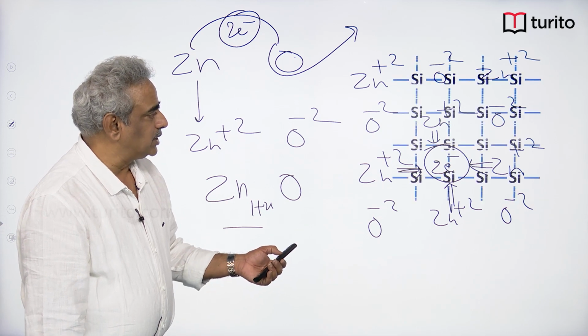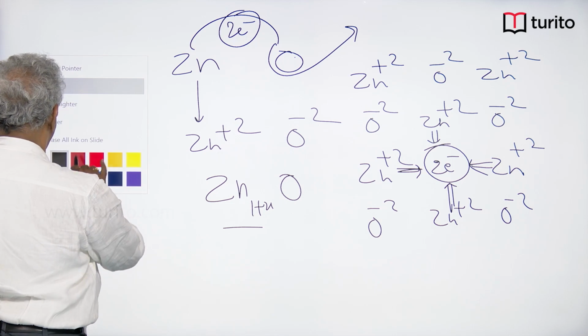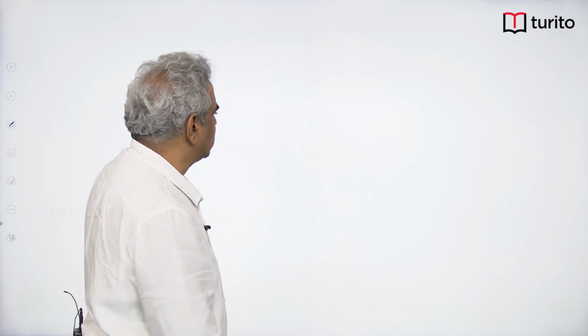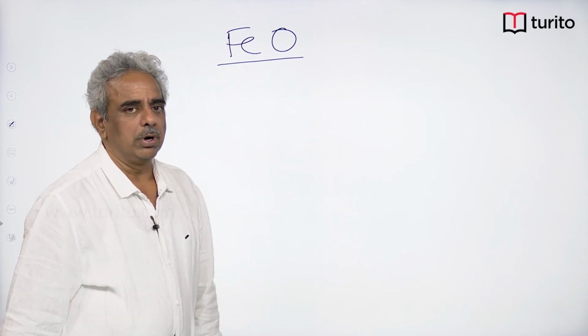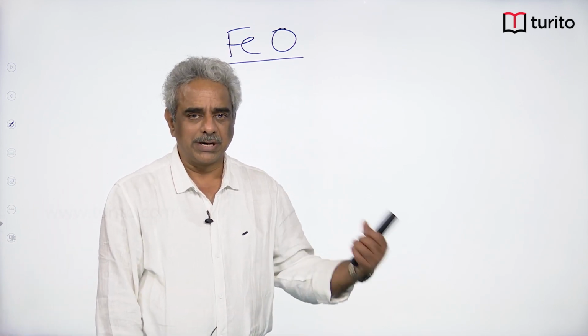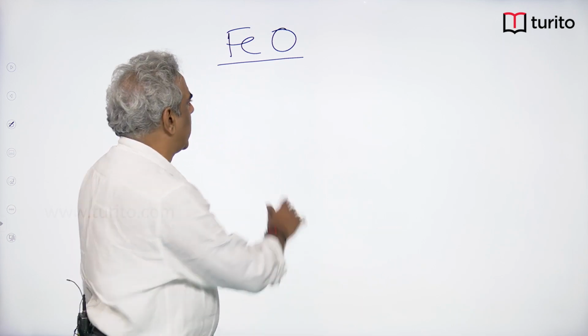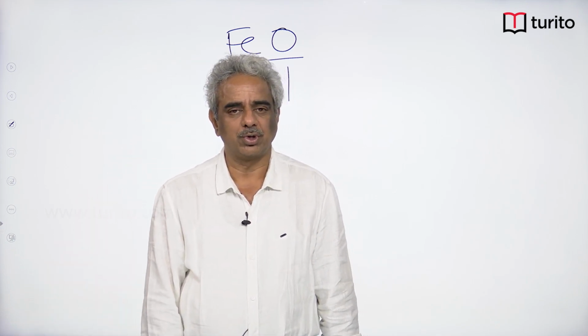Coming to the metal deficiency defect. Metal deficiency means what? Less metal, more non-metal gets crystallized. How can that happen? So, let us take a simple example. You have iron oxide getting crystallized. You want to crystallize Fe plus 2, O minus 2. So, it would require iron and oxygen in what atomic ratio? A 1:1 atomic ratio, they are supposed to be crystallized.